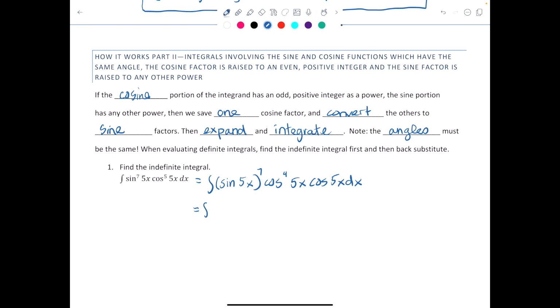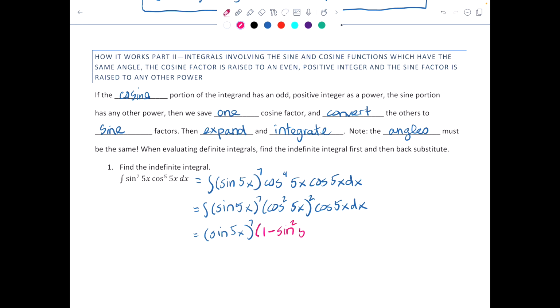Now, this will be the integral of. We'll leave this sine at 5x raised to the 7th alone. Cosine to the 4th at 5x is the same as cosine squared at 5x, squared. We cool with that? And then we have our cosine at 5x dx hanging around. This will be sine at 5x raised to the 7th. When I rewrite cosine squared at 5x in terms of the sine function, I will have 1 minus sine squared at 5x, and that quantity is being squared. And I still have cosine at 5x dx.